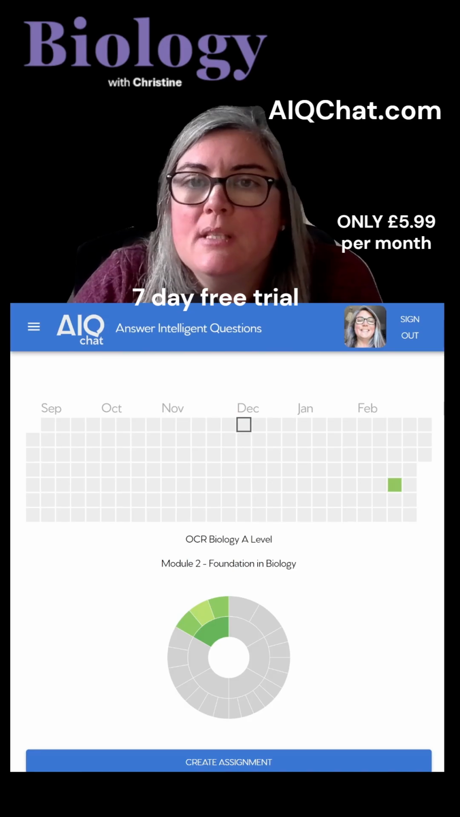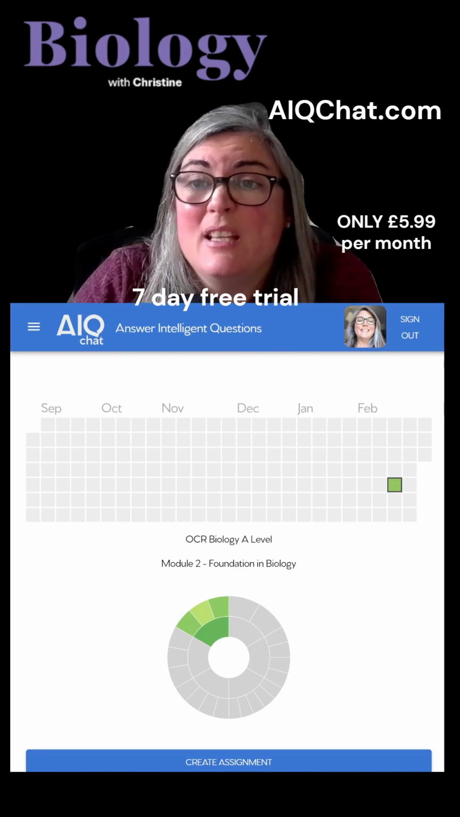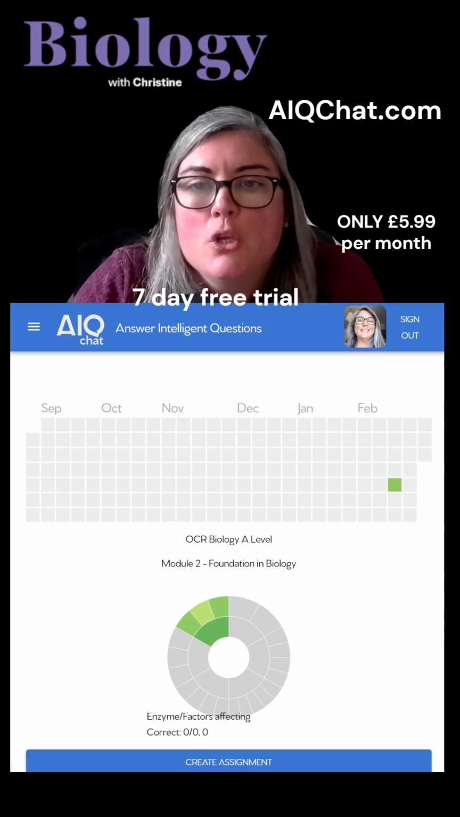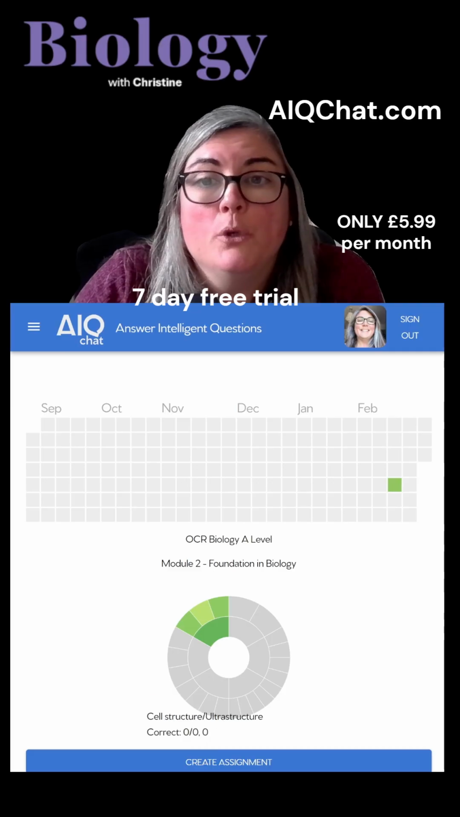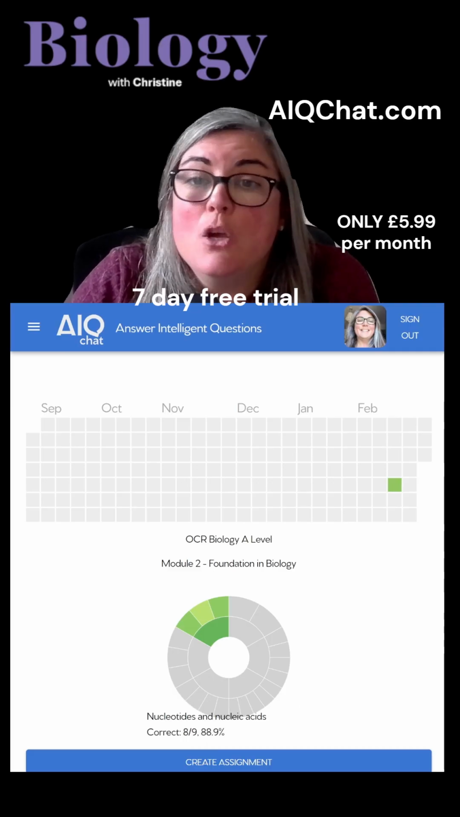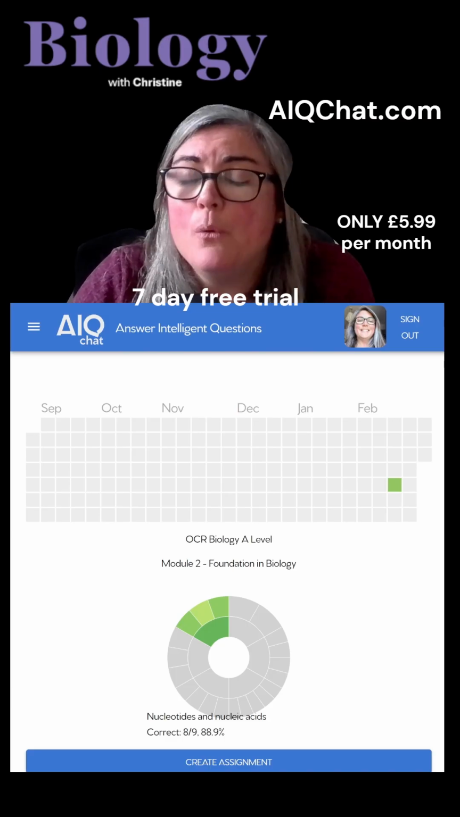So up here you can see a calendar. Now it's been a while since I've done an assignment, and so therefore you can see I have a green dot here. You can see that I've only been looking at module 2, and I've only actually covered 9 questions to do with nucleic acids and nucleotides. So how are we going to do this?